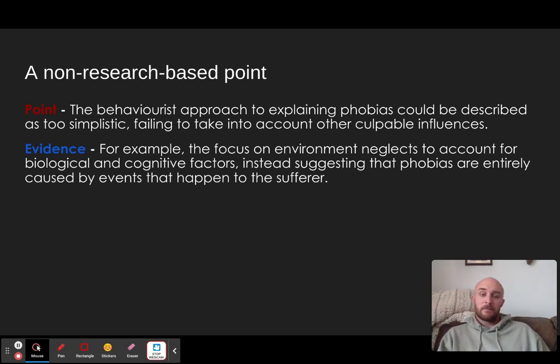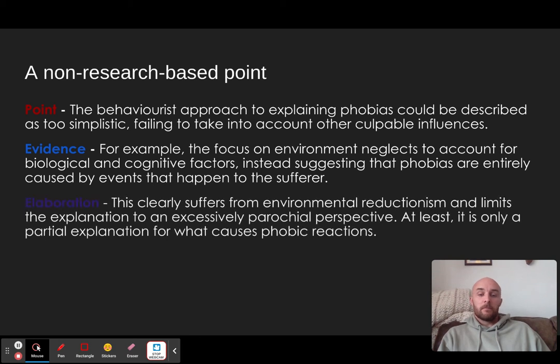Well, now you need to go into the elaboration. The elaboration, I'm betting, is probably more detailed than the evidence, or well, technically by about a character or two. It's quite a short one, actually. This clearly suffers from environmental reductionism, point number one, and limits the explanation to an excessively parochial perspective. Right? At least it is only a partial explanation for what causes phobic reactions. Two sentences have got three evaluative terms in there.